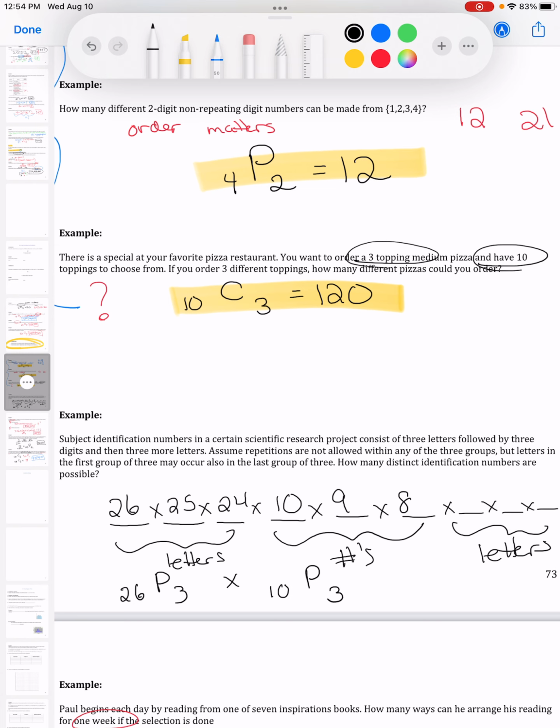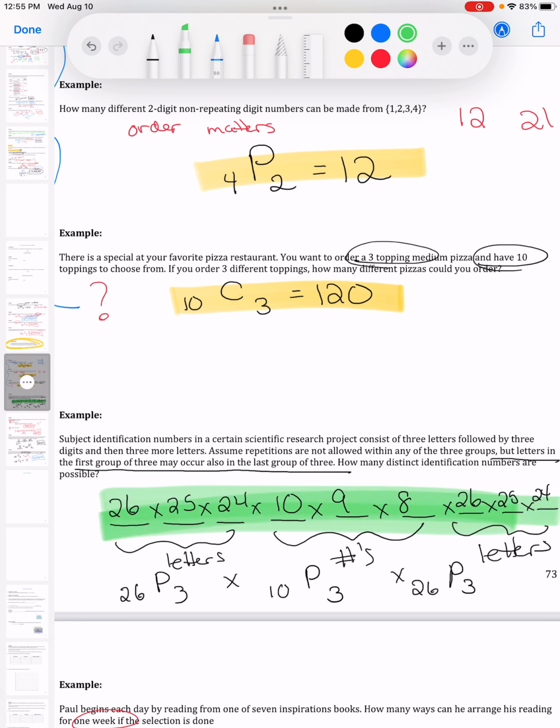And then I'm going to have letters again. And so I would start over because it says in there that the letters in the first group of 3 may also occur in the last group of 3. So we're starting over again. So 26P3. So you can choose either way to type it in. You can type it in that way or this way. They're going to give us the same answer. We have that choice here. And mine gave me scientific notation.